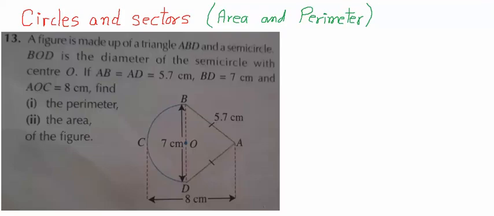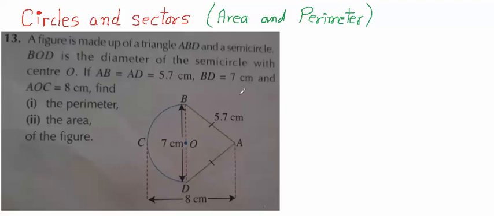Hi guys, we shall solve three questions related to the area and perimeter of circles and sectors. So the first question is number 13. Here a figure is made up of a triangle ABD, and this is a semicircle. The diameter of the semicircle is BOD.